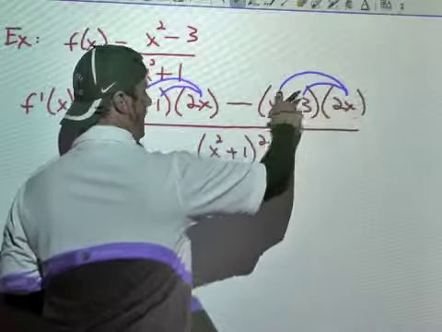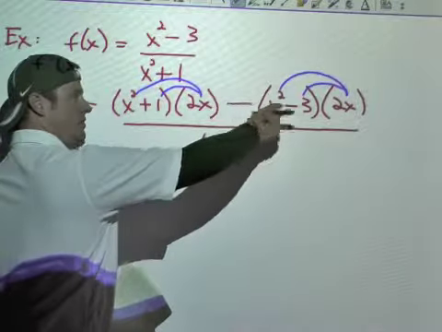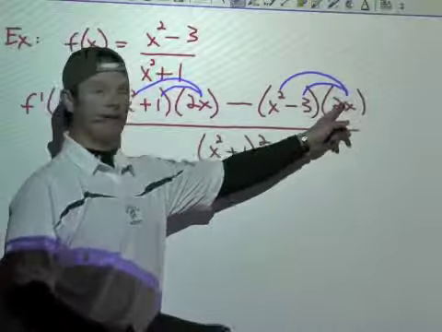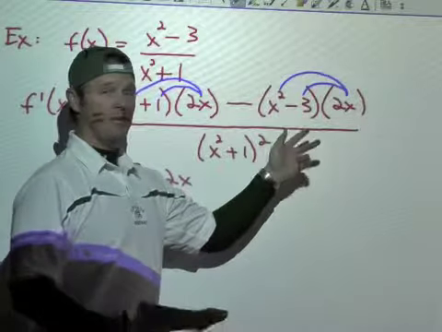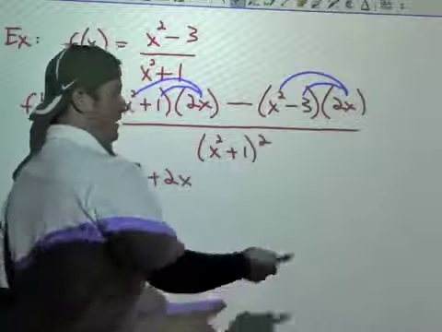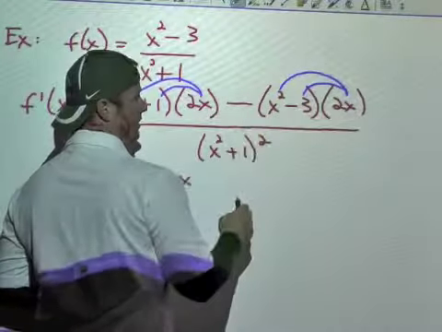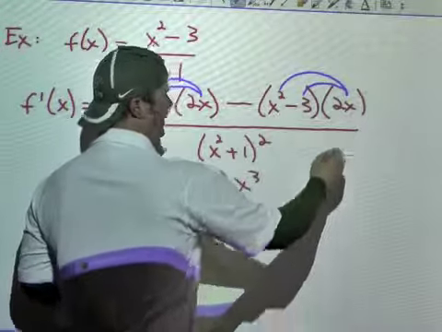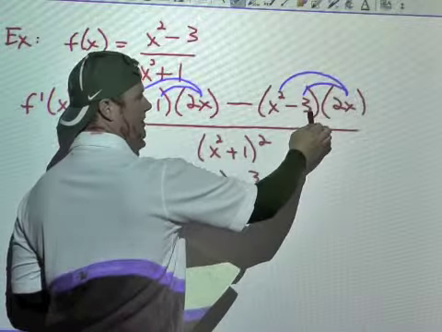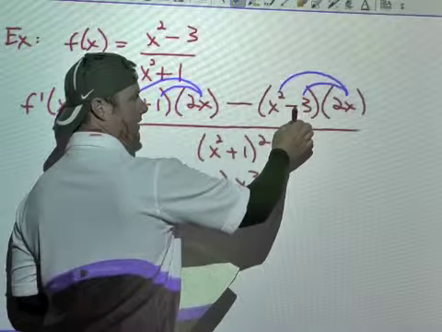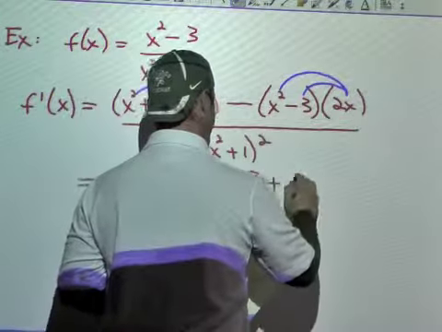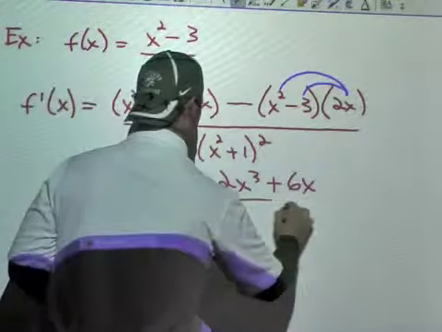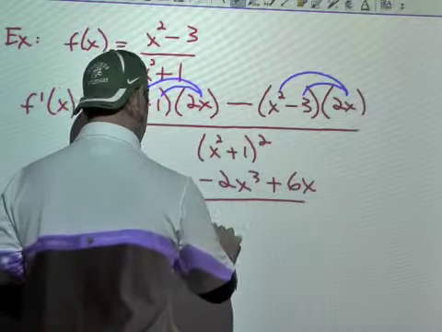Now I have to distribute the 2x, and I also have to distribute this negative. So you can do it in 2 separate steps, or if you're careful, you can do it in 1 step, because I'm really distributing a negative 2x. So I'll do it in 1 step. So 2x times x squared is 2x cubed, but it'll be negative. And 2x times 3 would be 6x, negative because of this, but it'll be positive because of that. 2 negatives. All over (x squared plus 1) squared.